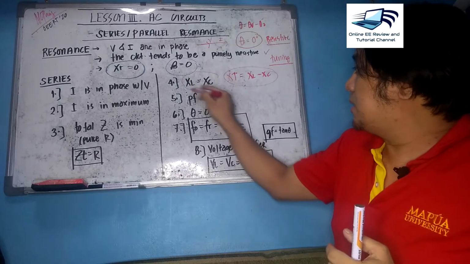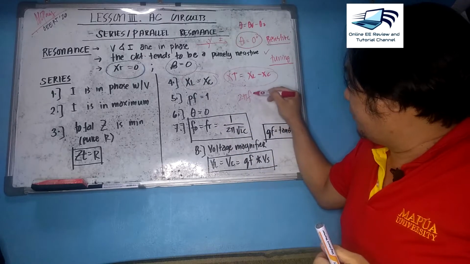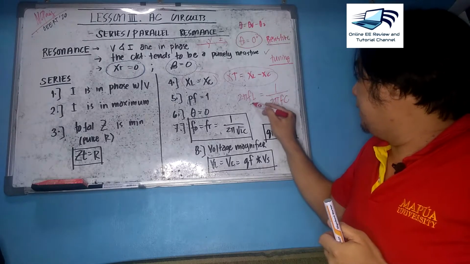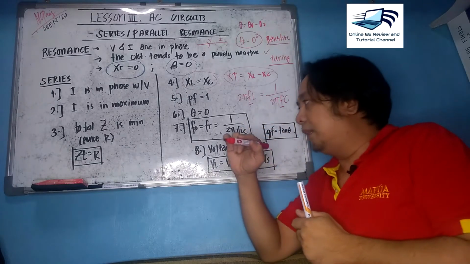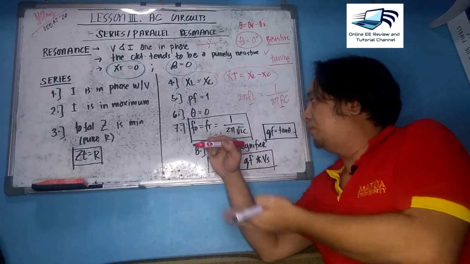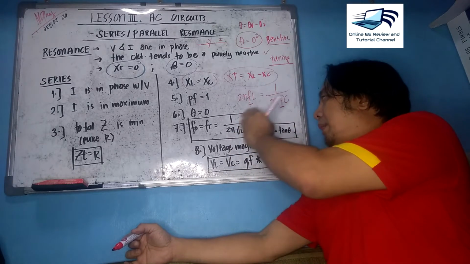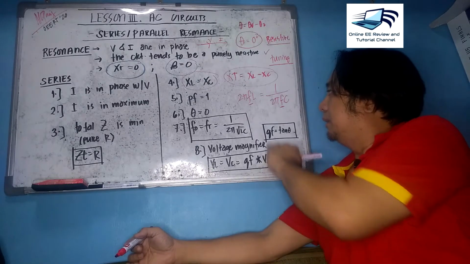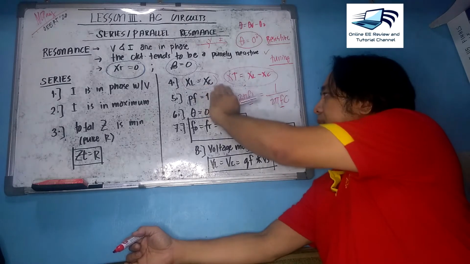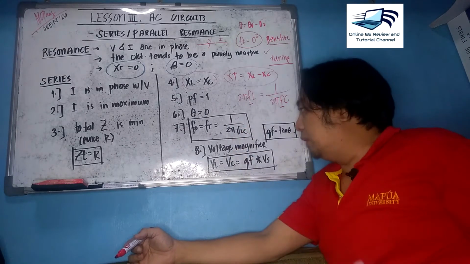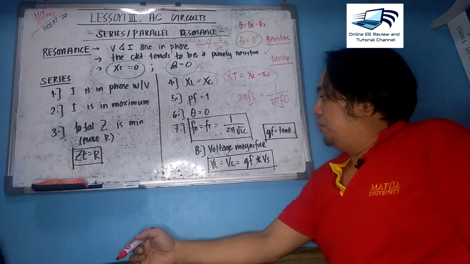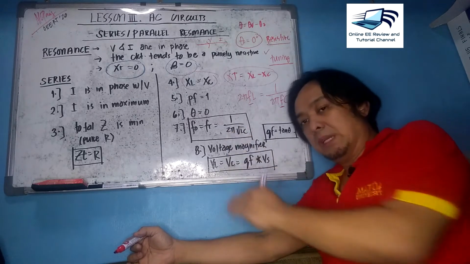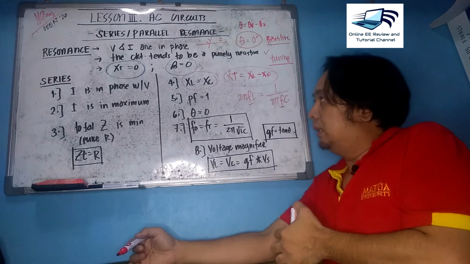Since XL is equal to XC, you can have 2 pi FL equal to 1 over 2 pi FC. The F here can be regarded as the oscillating frequency, or resonant frequency. So you can get F from the equal sign of XL and XC. In that case, we get this relationship: F0 equals FR equals 1 over 2 pi square root of LC. This is the basic resonance formula.